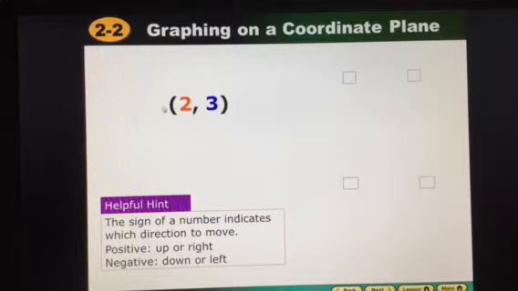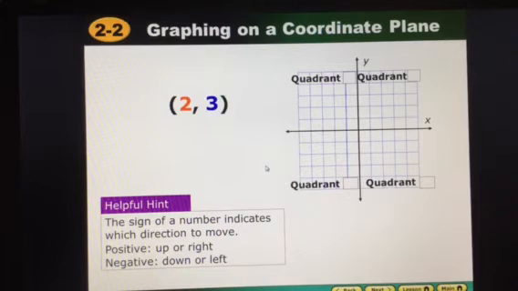So here we have an ordered pair. This is the x-coordinate, and here's the y-coordinate. If we're going to plot that on a coordinate plane, this first quadrant over here, where the x's are positive and the y's are positive, is quadrant 1. Then we go around to the left, counterclockwise, which is the opposite of clockwise. In quadrant 2, the x's are negative and the y's are positive. In quadrant 3, the x-coordinates are negative and the y-coordinates are negative. And in quadrant 4, the x-coordinates are positive and the y-coordinates are negative.